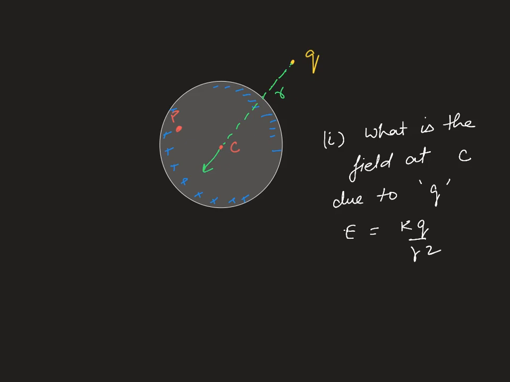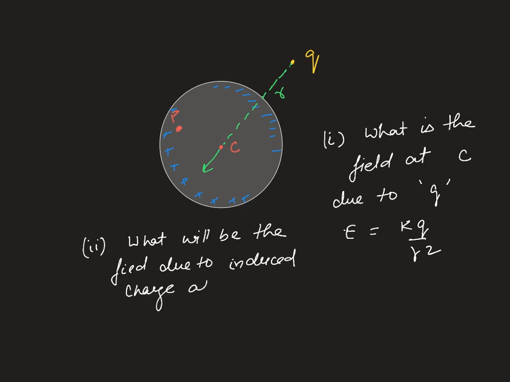And the next question is obviously, what will be the field due to induced charge at C? Now we know that induced charge is quite complex. There are some positives, there are some negatives, so it becomes really difficult to calculate. But we know one thing, and what is that thing? We know that the net field is 0. And what is net field? The net field is basically the original field plus the induced field.